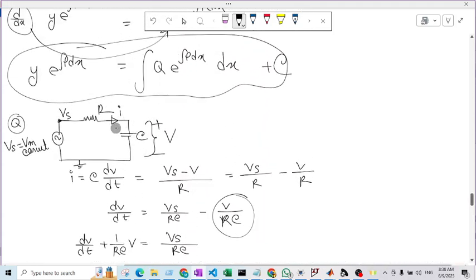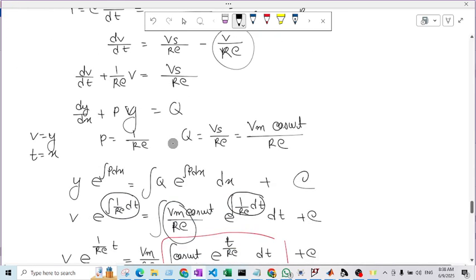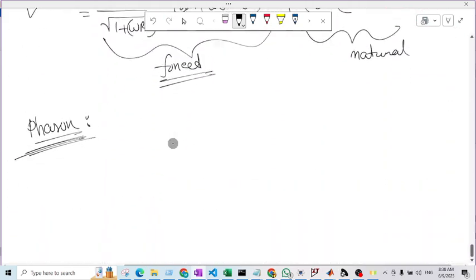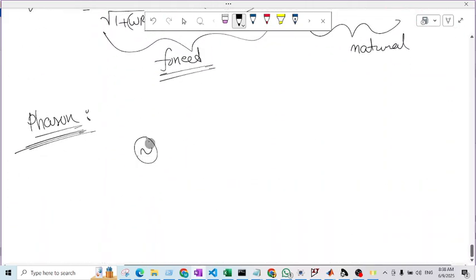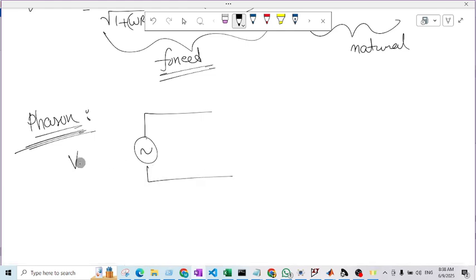We know that a capacitor contributes to lead the current, but its voltage becomes lagged, right? Okay, let's see by using phasor. So we have a circuit here, and for phasor we will have here Vm at 0 degree, then we have a resistor, and then we have a capacitor here, and the impedance of this capacitor is 1 by j omega c.